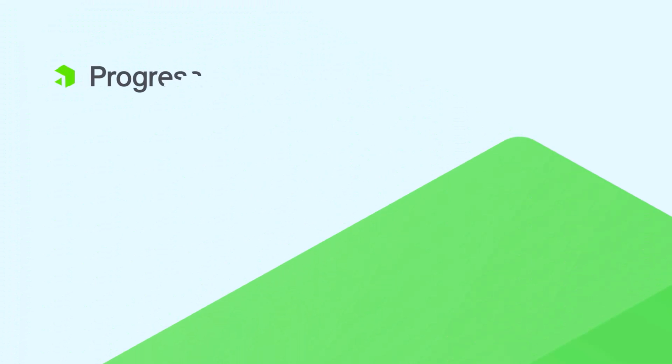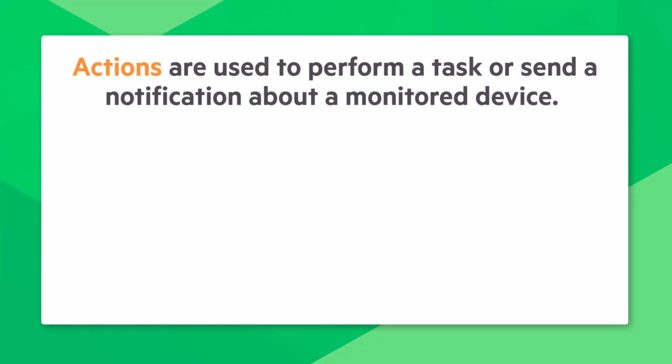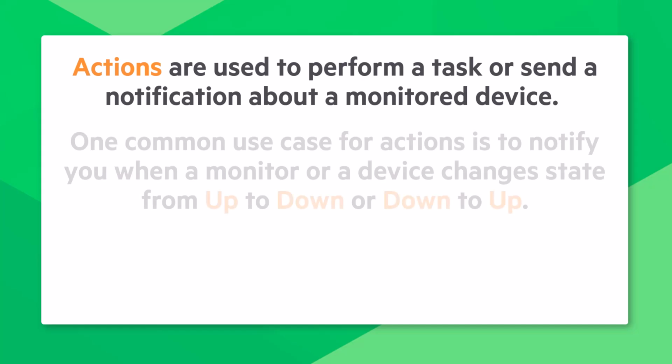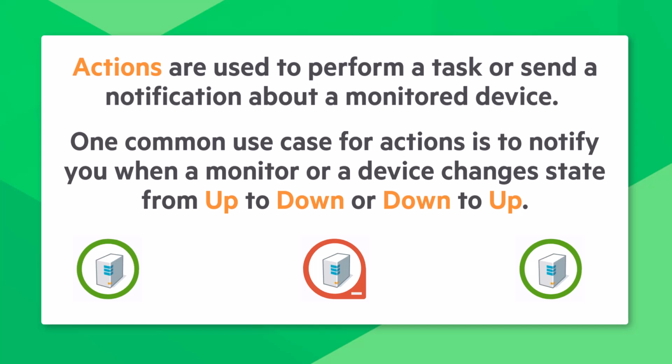In this video, you'll learn how to troubleshoot actions and action policies for active monitors in WhatsUp Gold. Actions are used to perform a task or send a notification about a monitor device. One common use case for actions is to notify you when a monitor or a device changes state from up to down or down to up.